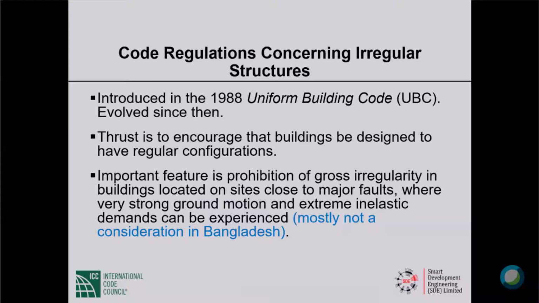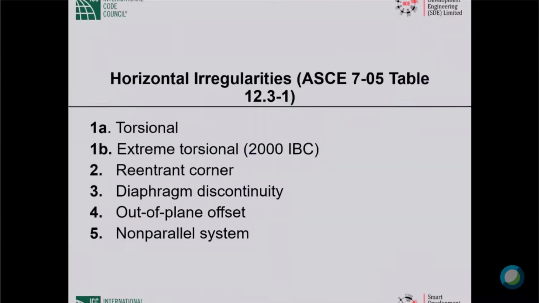Okay. An important feature is the prohibition of gross irregularity in buildings located on sites close to major faults, where very strong ground motion and extreme inelastic demands can be experienced. This is mostly not a problem in Bangladesh. You do not have high ground motion. You are not close to major faults, not uncomfortably close. But in any case, AC 705 actually prohibits some structures with some irregularities close to major faults that can generate large earthquakes.